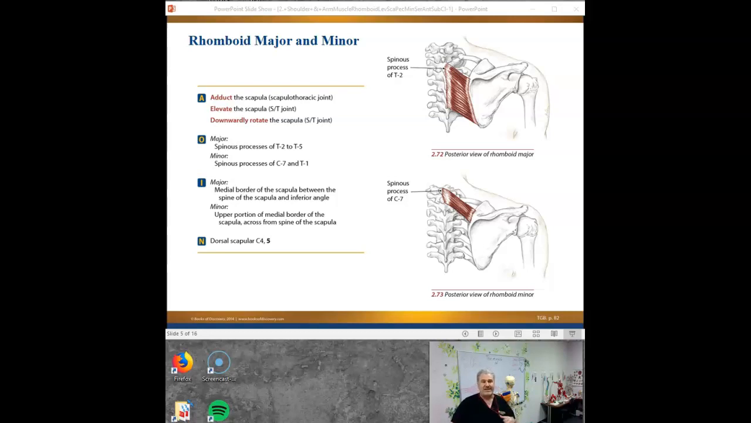So do we basically understand that the rhomboids kind of go at this diagonal, right? They go from C7 to T5. They insert on the medial border of the scapula from the inferior angle to a little bit above, right across from the spine of the scapula. Because they go at this angle, they can retract or adduct the scapula. They can elevate it or lift it up a little bit. And because they're pulling on the lower portion, they can actually cause a downward rotation that you would use in a pull-up.